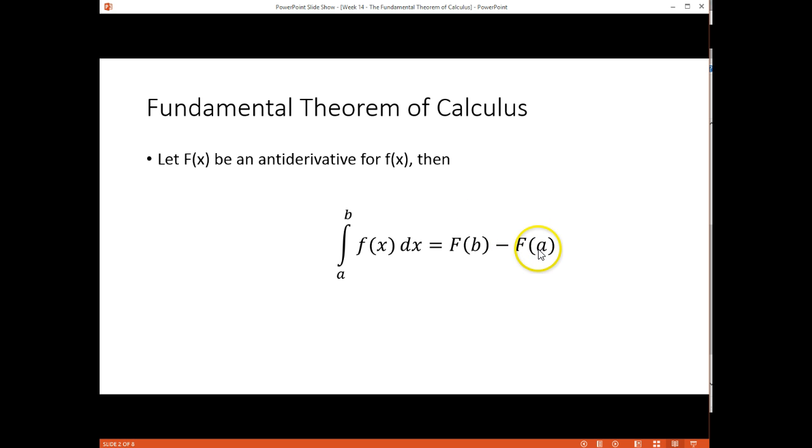In other words, all I do is do the same process I did before. I find the antiderivative, and the difference here is I take the antiderivative and evaluate it at b, and then take the antiderivative and evaluate it at a, and I subtract the two. Let's see how this works in an example.